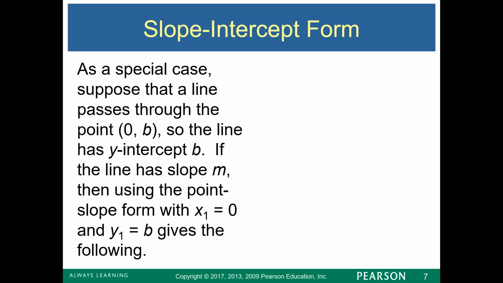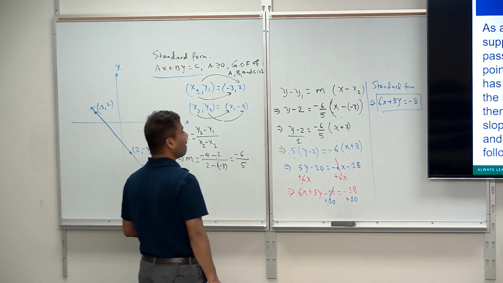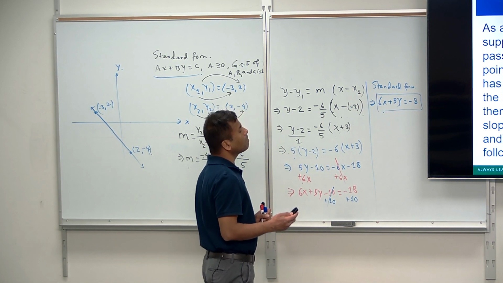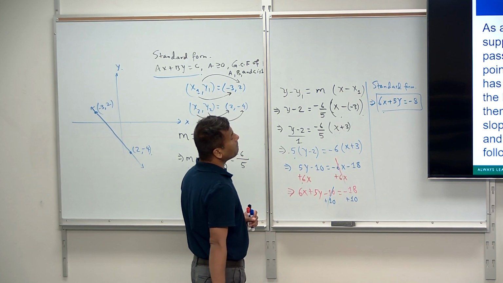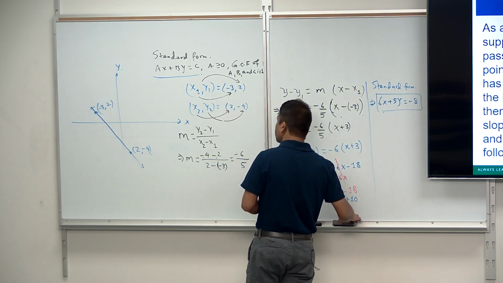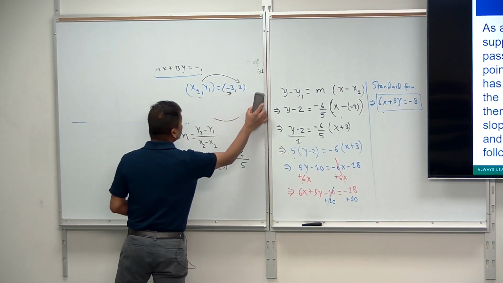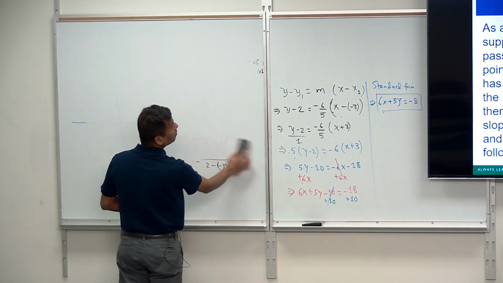If the line passes through the point 0, b, the y-intercept is b. The y-intercept is the value of y when x equals 0. So look here. They are trying to find the equation of the line in slope-intercept form.